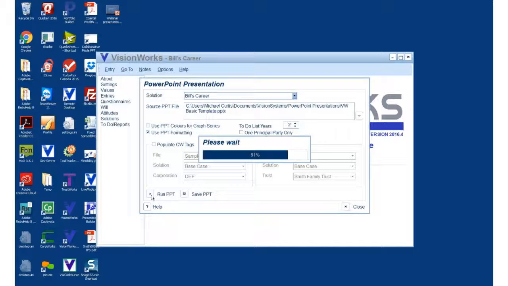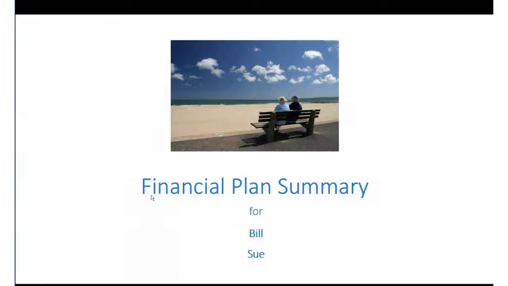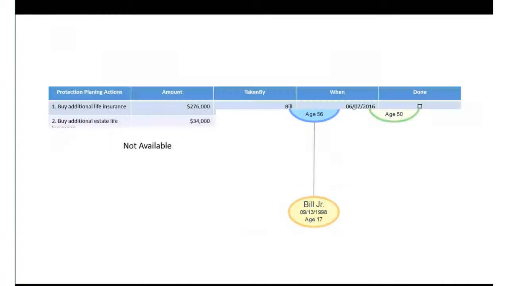The other thing that we'll do momentarily is we'll actually create a PowerPoint presentation that brings in output from both CorpWorks and TrustWorks. So this is output in a CorpWorks or TrustWorks plan that we're now going to bring into this PowerPoint presentation. And the way we did it was simply in Presentation Builder. Rather than creating tags just for VisionWorks, we created tags for CorpWorks and TrustWorks.